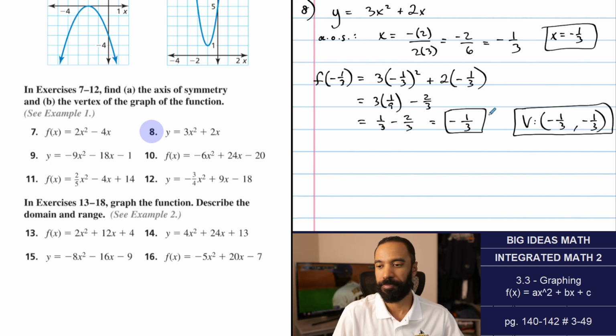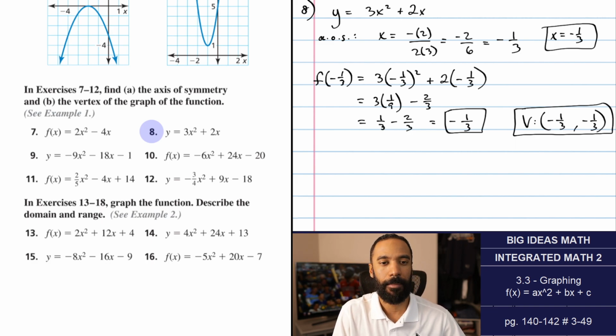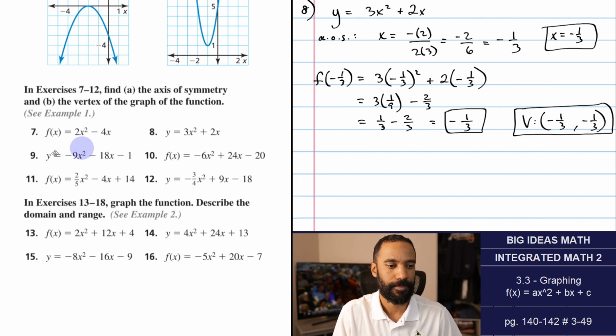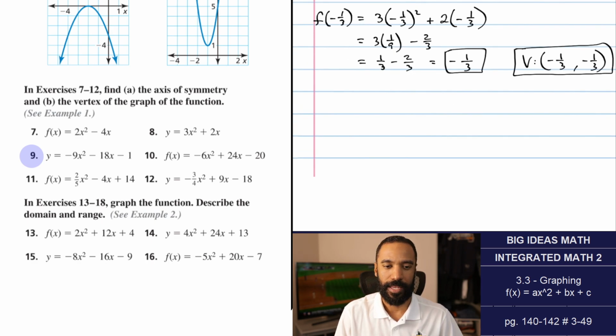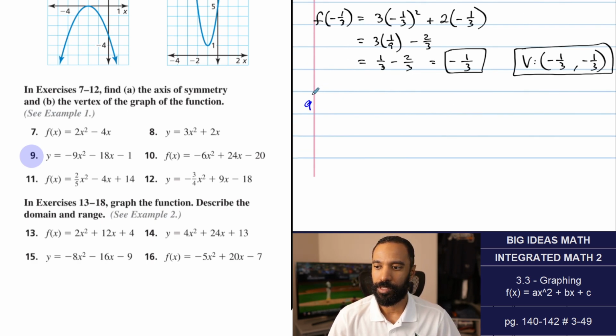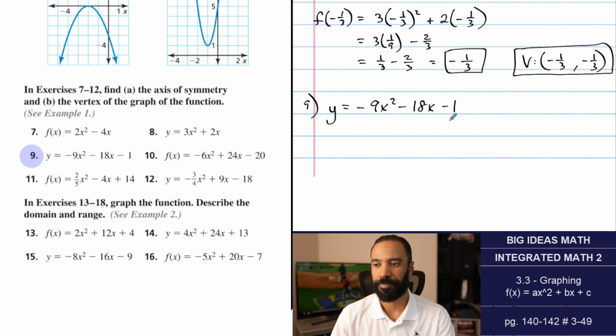But you know what? That's what it is. That is number 8. Number 9. Y equals... this one has a c value. Y equals... Oh, I don't want blue. Negative 9x squared minus 18x minus 1.